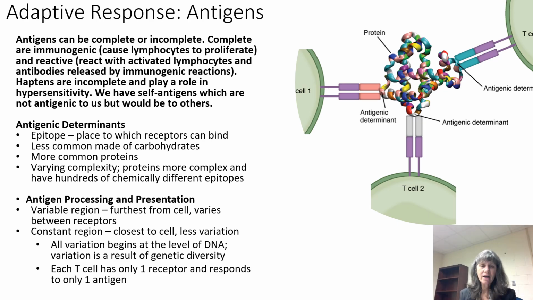So the variable region of the receptor of the T cell is the farthest from the cell. We said it varies from one receptor to another. We already said that the constant region is closest to the cell and there's less variation. We said that all variation begins at the level of DNA because of genetic diversity, and each cell has only one receptor and responds to only one antigen. So this picture is a little bit misleading because we've got cells with different receptors binding to an antigen.